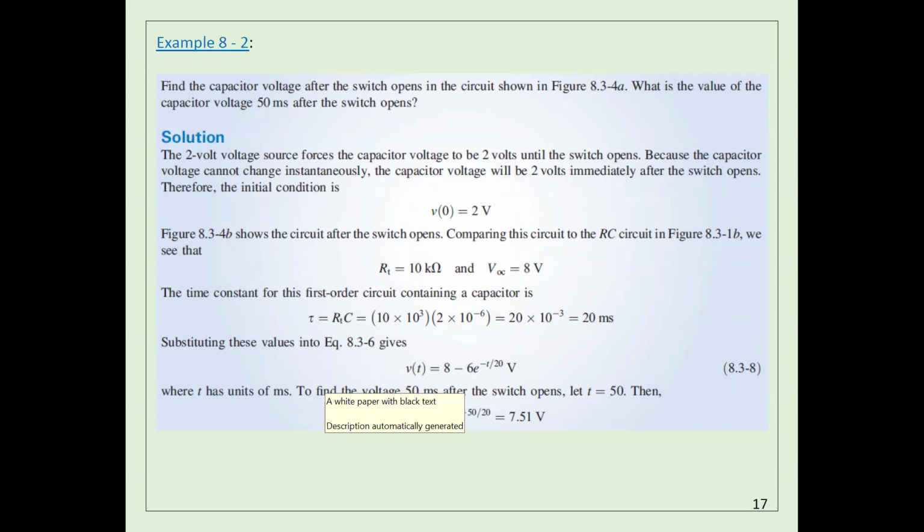Okay. Sometimes in this question, I tell you, okay, this is the voltage across the capacitor as a function of time. After that, I tell you, can you tell me what is the voltage after 50 milliseconds? You can just plug in here. This is a formula, right? So this is the formula for the voltage across the capacitor. Here I'm asking you, what is the voltage after 50 milliseconds?